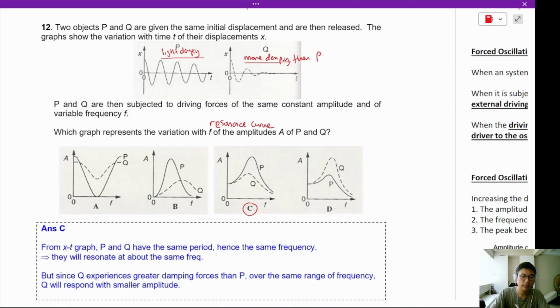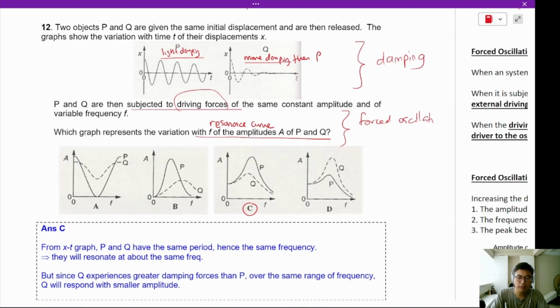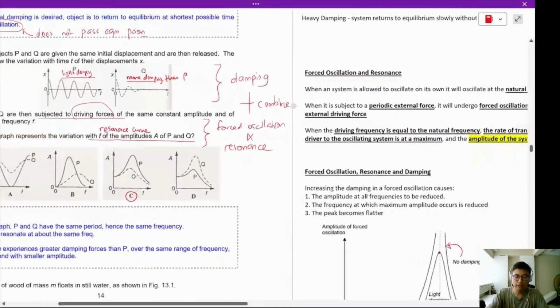Which graph represents the variation with frequency of the amplitudes of P and Q when they are then subjected to driving forces? So the first part here is about damping, and the second part here is about forced oscillation and resonance. So we need to find out what the resonance curve looks like when there is damping. So we combine them together.